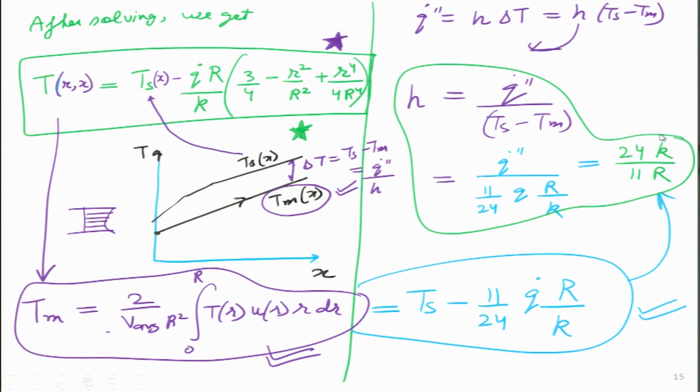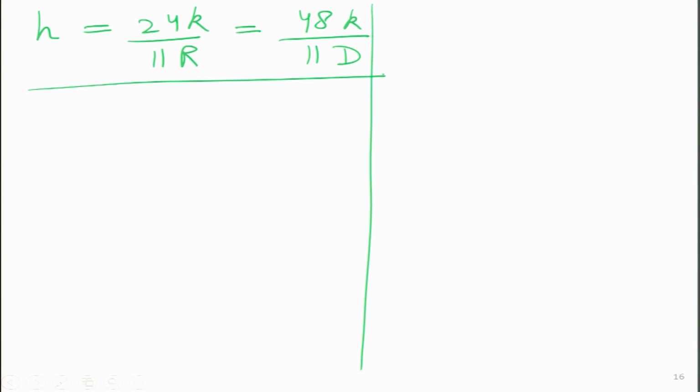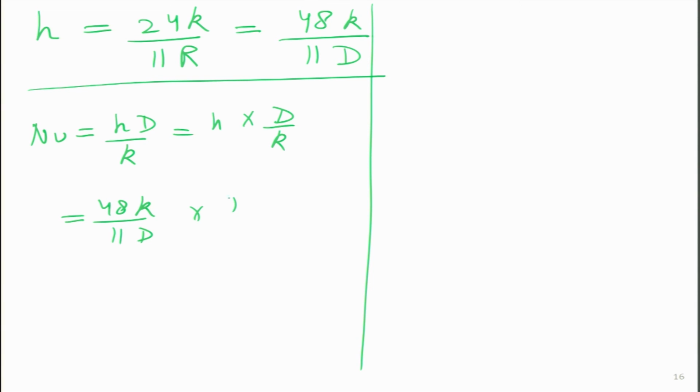which means we have figured out H also, and so beautiful it has come. H is simply a number. H equals 24K divided by 11 R. Can I also write it in terms of D? I just multiply 2 and 2 on the top and bottom, I get this thing. And why am I more interested in D, 48 by 11 D? Because I want to calculate the Nusselt number next. And Nusselt number I know is H D by K, which means it is H into D by K. The H value I already have from here, 48K by 11D into D by K.